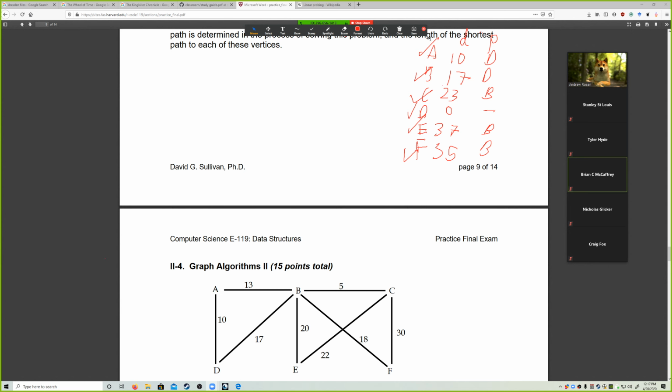Dijkstra's is not a particularly hard algorithm. It is also a famous algorithm. If you are having trouble with Dijkstra's and going through it, there are tons of examples online for you to catch.